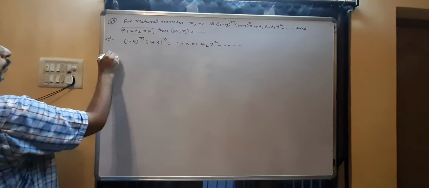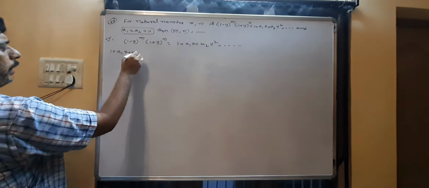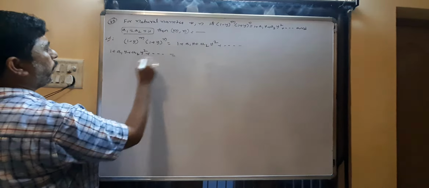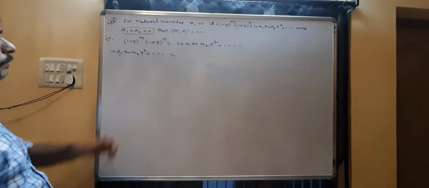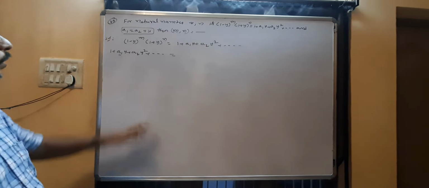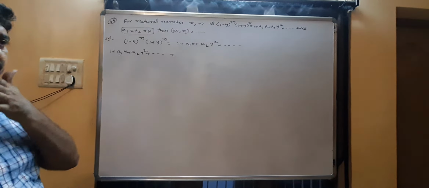See, 1 plus a1y plus a2y square and so on. A1 is the coefficient of y, so on the left side you have to find the coefficient of y. A2 is the coefficient of y square, so you have to find the coefficient of y square.